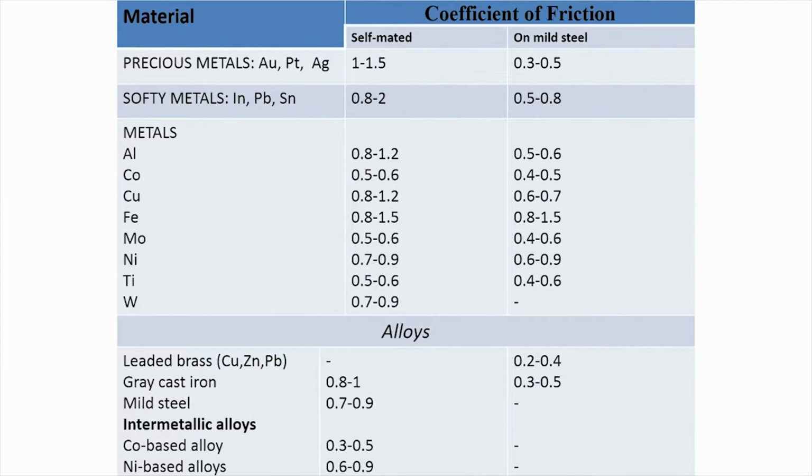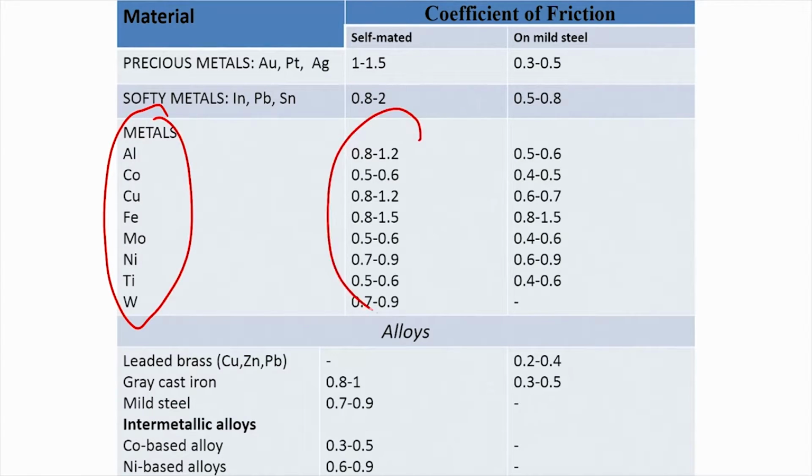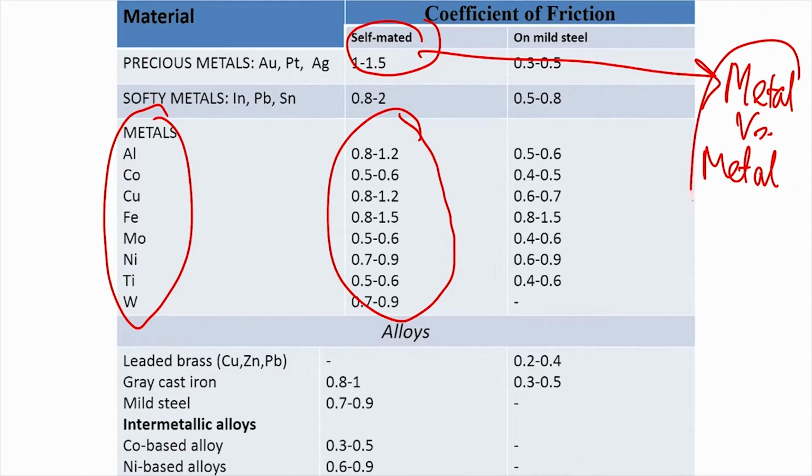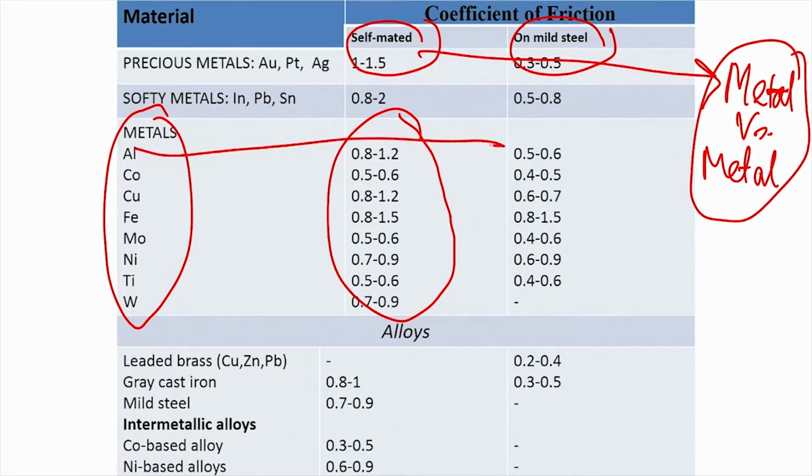Now, if you look at materials like metals such as aluminum, cobalt, copper and all, the metals are typically in the self mated condition. Self mated means the identical metal versus identical metal. So two mating solids, when they are identical in terms of composition and grades and so on, we call it self mated. On mild steel means, for example, aluminum against mild steel, this is 0.5 to 0.6.